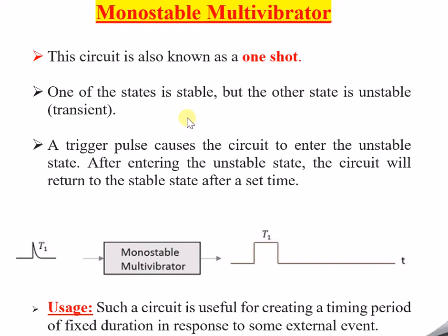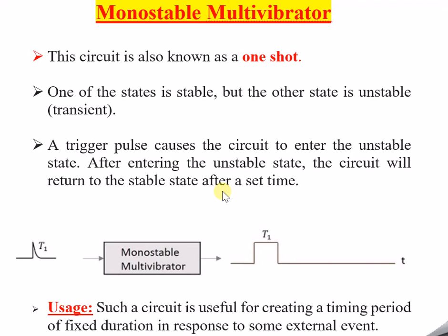I think now it is very clear. Now we will try to learn with the help of a diagram also. For the time being, one of the states is stable but the other state is unstable. Unless and until some trigger is applied, it stays stable. A trigger pulse causes the circuit to enter the unstable state. After entering the unstable state, the circuit will return to the stable state after a set time. I hope it is very clear now.